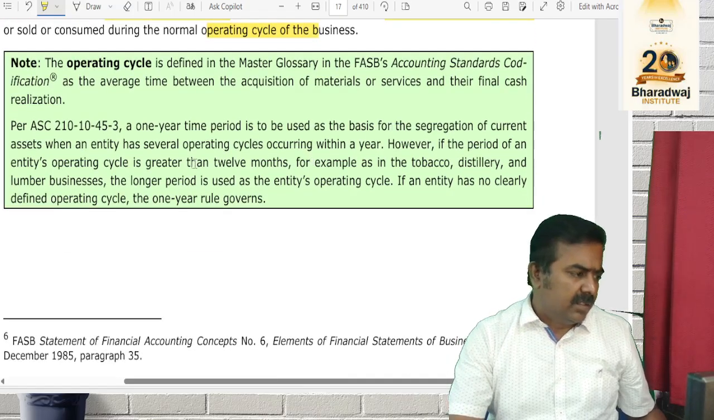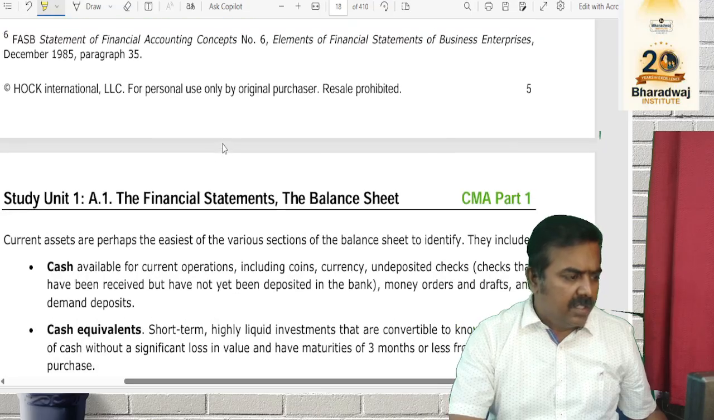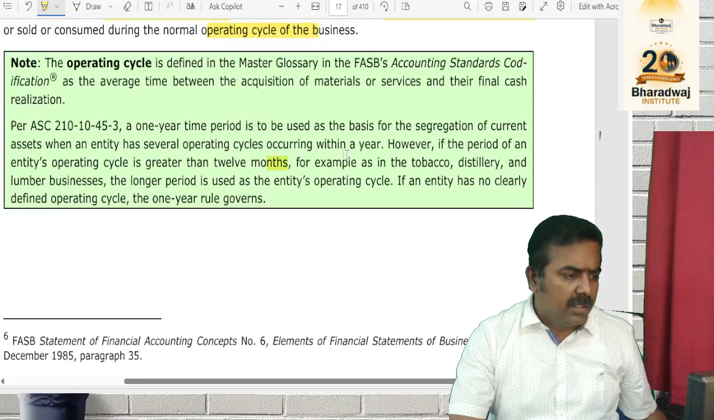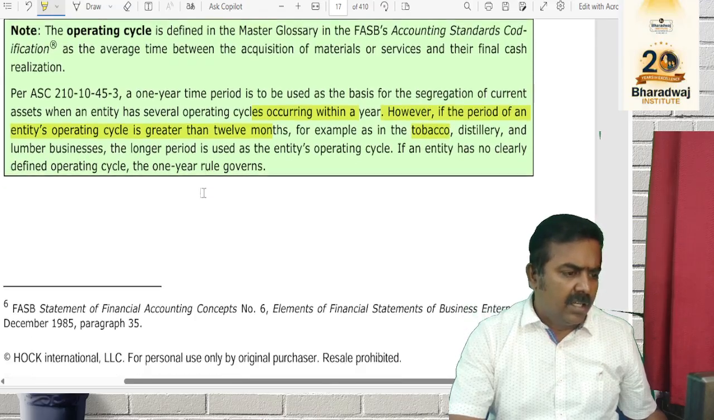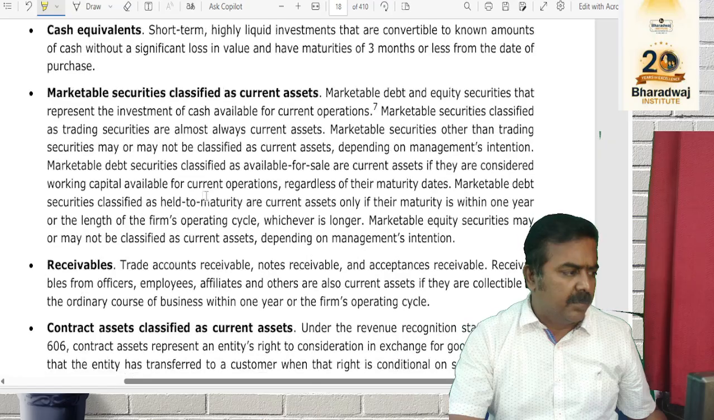Clear? Normal will be within a year. But however, sometimes it can be more than 12 months, like tobacco, distillery, lumber business. A longer period can be there.